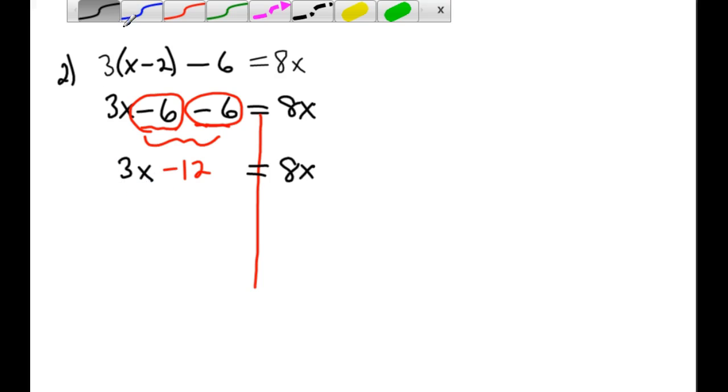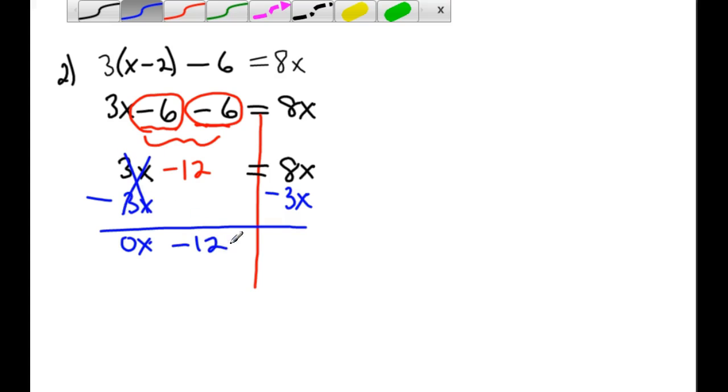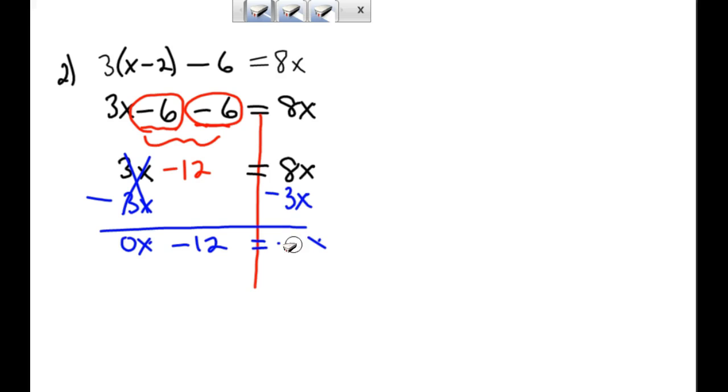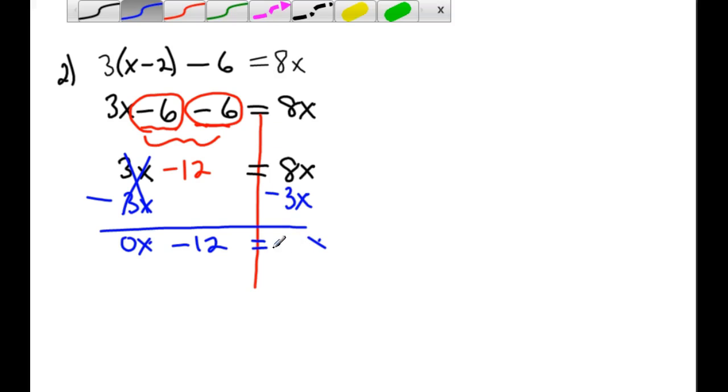So I'm going to move the smaller amount of x's to the other side. So I do its opposite because I want 0 x's. There are no more x's here. Now I got minus 12, and this is negative 3x. I'm sorry, it's not negative, that's going to be 5x. Okay, there's no more x's. You don't have to write down 0x.